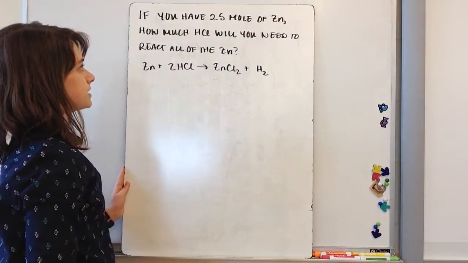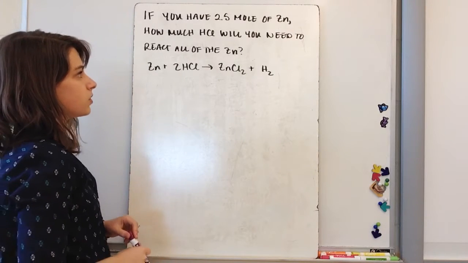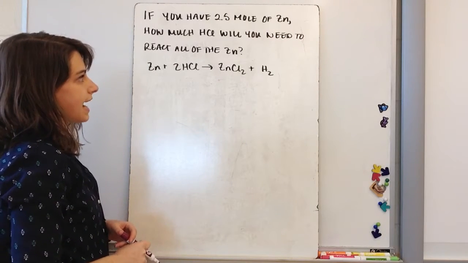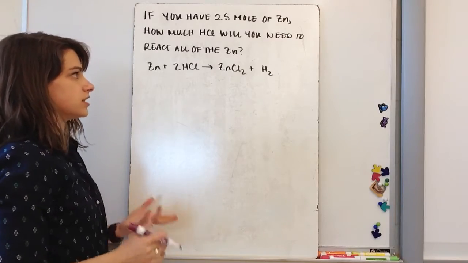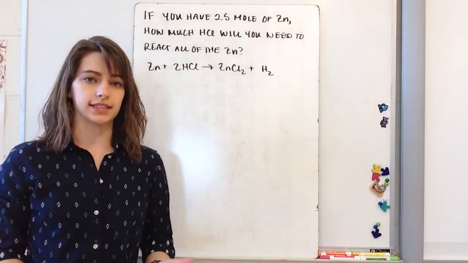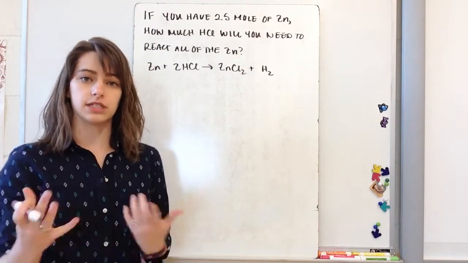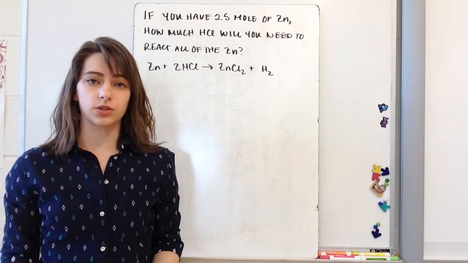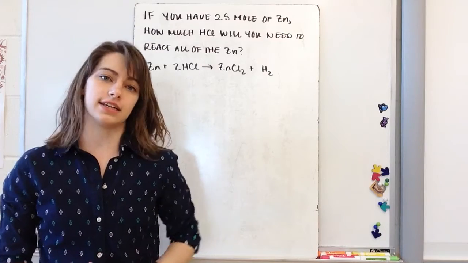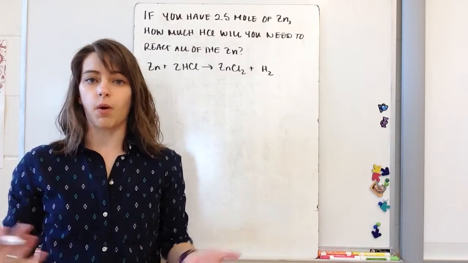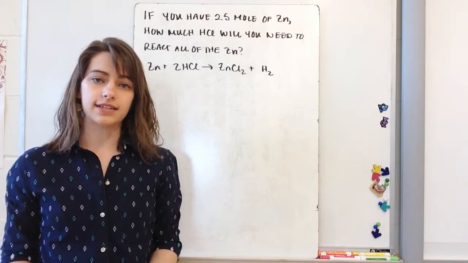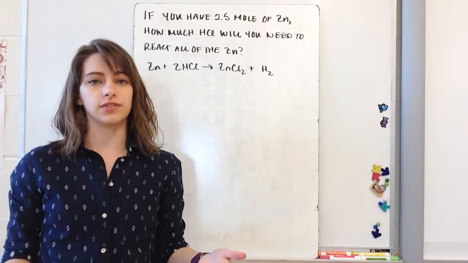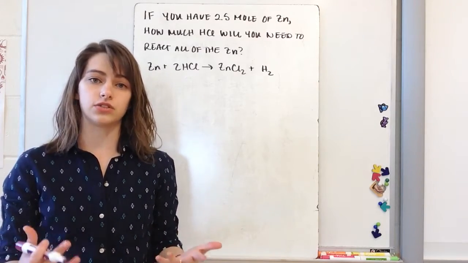So our second example says, if you have 2.5 moles of zinc, how much hydrochloric acid will you need to react all of the zinc? So if we think about this practically in lab, you have some zinc, in this case 2.5 moles, and you're going to react it with hydrochloric acid, and you want all of that zinc to react. Well, instead of just pouring in random amounts of hydrochloric acid, it's more efficient if you actually figure out how much that you need. So let's do that.